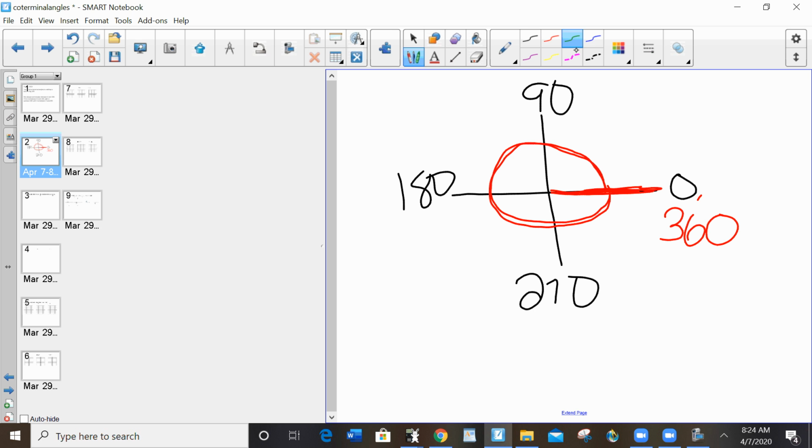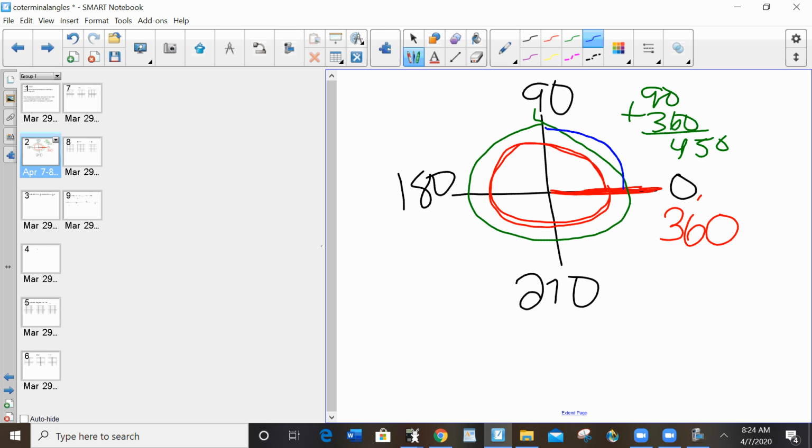So let's do that with a different angle. Let's say I start at 90 and I do a full 360. This angle here is 90 plus 360, which is 450. I could also go in the other direction. If I subtract 360, I'm also back where I started. So basically 360 is a full circle. So if I add 360 or I subtract 360, I'm right back where I started. That's what we call coterminal angles, because they end at the same spot. 0 and 360 are coterminal angles because they both terminate at the same point right there.